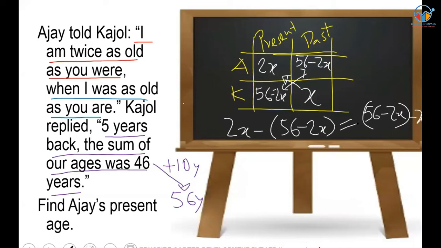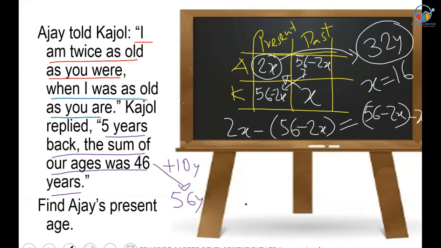So what do you think will be the value of x? If you solve this, the value of x will be 16. They're asking what is Ajay's present age, which is 2x. So your answer will be 32 years. Right, guys? So this is how you should handle these kinds of questions. Let me take you to the next one now.